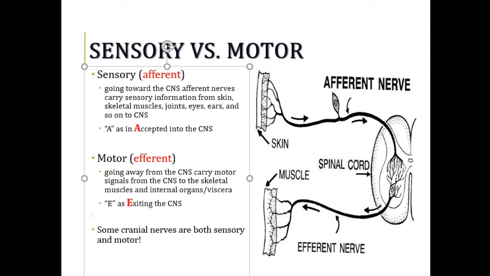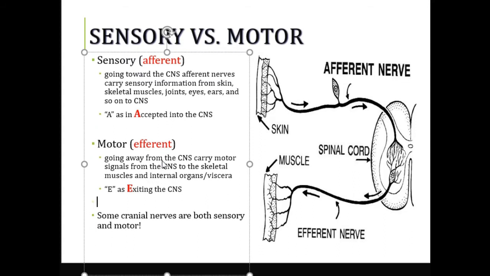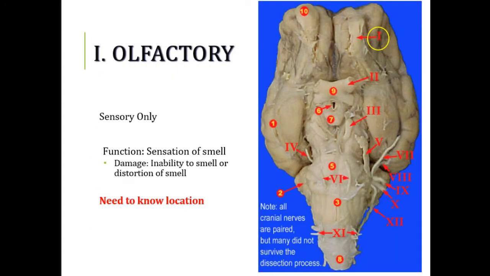Now, some nerves can be sensory and motor, so they can have information that's going to come from somewhere else, go through the brain, and then come back out. And we're going to cover those in just a second. So the first nerve that we're going to cover is the olfactory nerve.